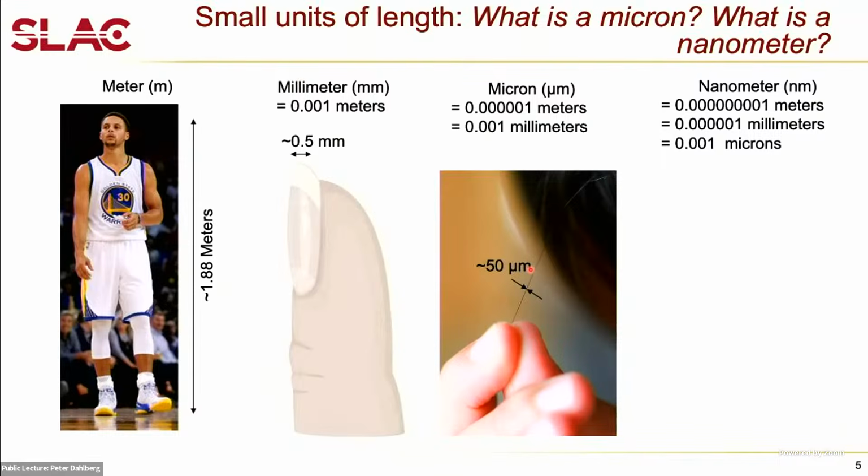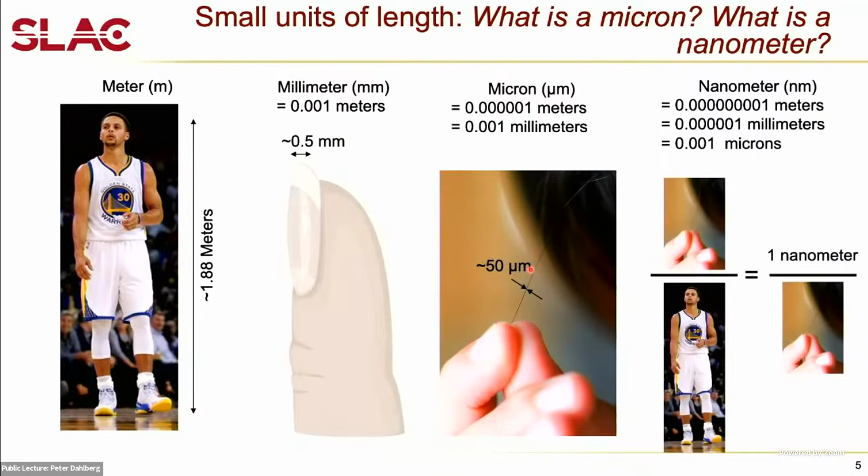So perhaps a good way to understand just how small a nanometer is is with the following ratio. The width of a human hair to the height of Steph Curry is roughly the same as a nanometer is to the width of that human hair. So you can imagine for a moment stacking up fine human hair to reach the height of Steph Curry. The number of hairs that would take is roughly the same number of nanometers that it would take to span that human hair. So this is an incredibly small unit of length, but it's going to be relevant for the systems that we're looking at today.